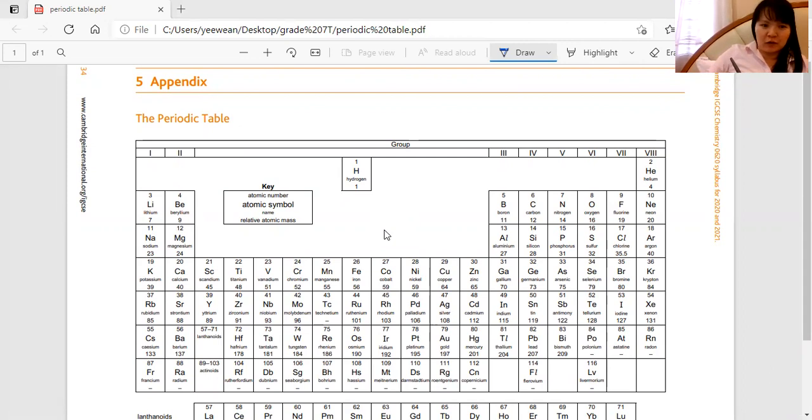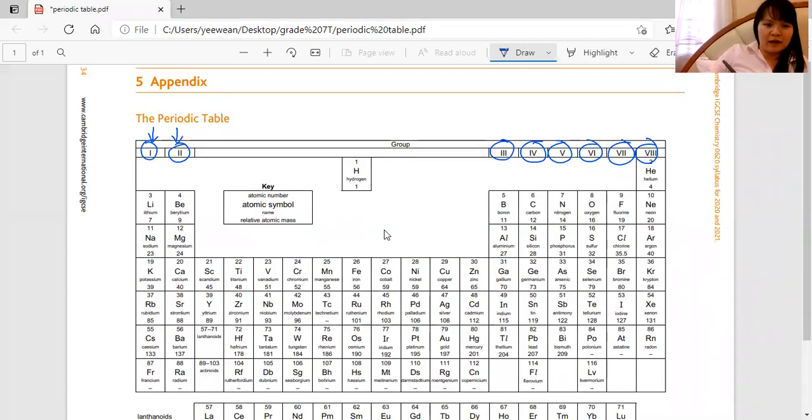You can know the group. So these are the group numbers: group 1, group 2, group 3, group 4, 5, 6, 7, 8. So for example, what group is boron in? So boron's in group 3.